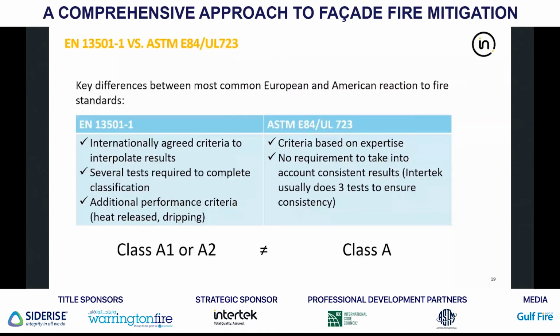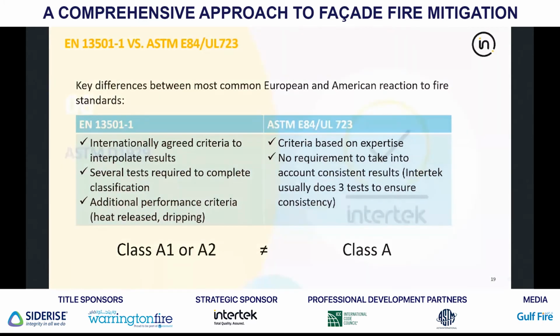So we usually do 3, but you'll find all sorts of situations. We try to be consistent. If the EN method requires 3, for E84 as well. And one last thing, A1 or A2 in the EN method have nothing to do with Class A in E84 or UL723. They look similar, but they have nothing to do with each other. A product could be both at the same time, but being one does not entail achieving the other. If you're Class A in ASTM E84, it does not entail achieving A1 or A2 in the EN method.